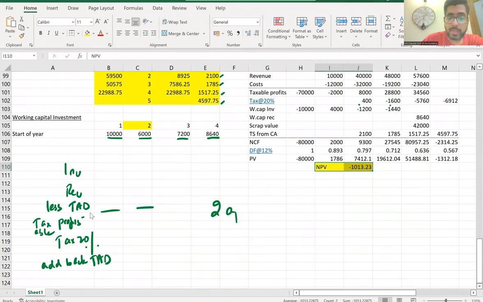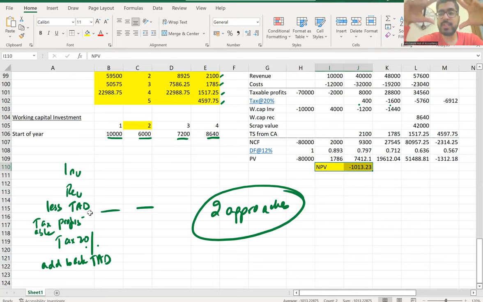So remember, there are two approaches. The basic purpose of TAD, tax allowable depreciation, is to reduce tax, right? So there are two ways. One way is this: after investment revenue and deducting costs, you deduct depreciation. See the concept: when you deduct depreciation, your profits go down, and when your profits go down, the tax also goes down. Tax benefit, tax goes down.